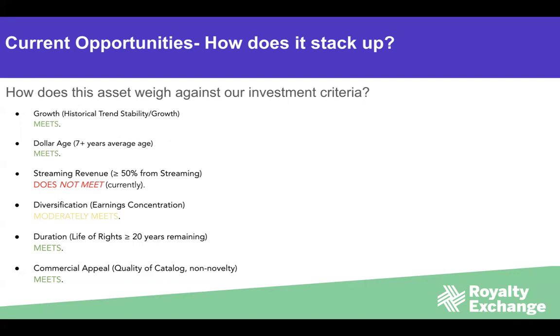Then duration, life of rights, obviously easily meets that. And then commercial appeal, quality of catalog, non-novelty. This refers to things like if a song was primarily earning from TikTok, from a viral TikTok trend, something like that. Production music might also fail this criteria.